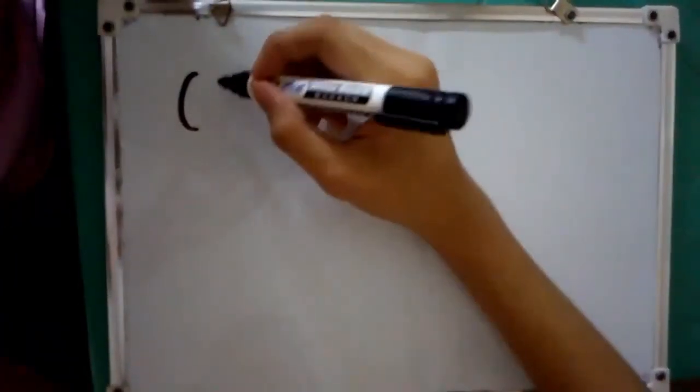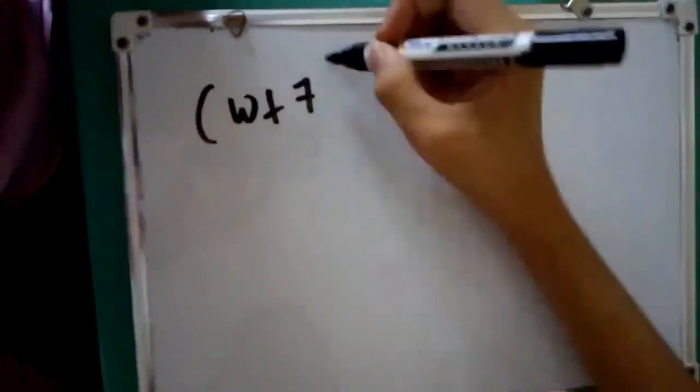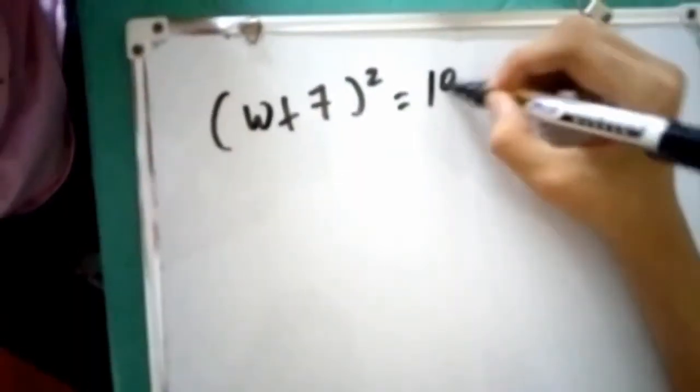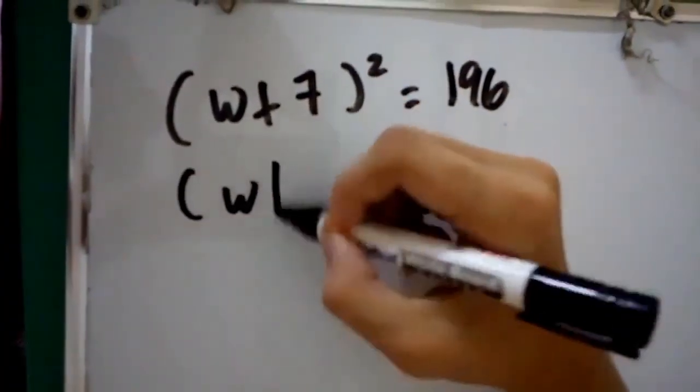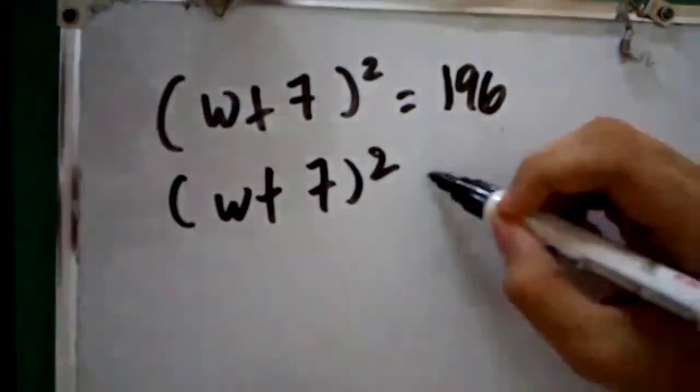And proceed to our last example. The quantity w plus 7 raised to 2 is equal to 196. We notice that in this case we have the parenthesis and 196 is already isolated.